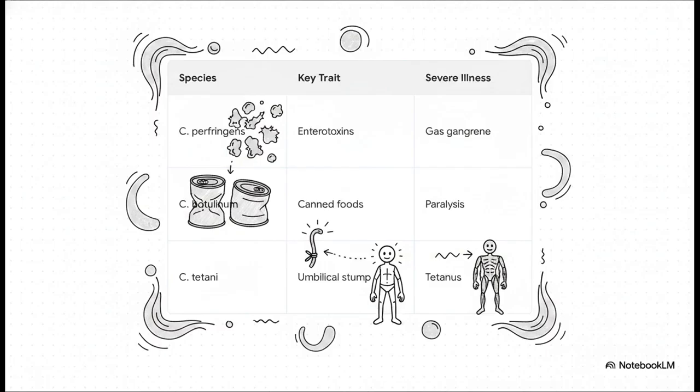Nasty stuff. Then you've got C. botulinum, which should immediately trigger a mental image of dented or bulging canned foods, leading to life-threatening flaccid paralysis of the diaphragm. And finally, C. tetani is notorious for targeting the umbilical stump of newborns, causing fatal tetanus neonatorum.